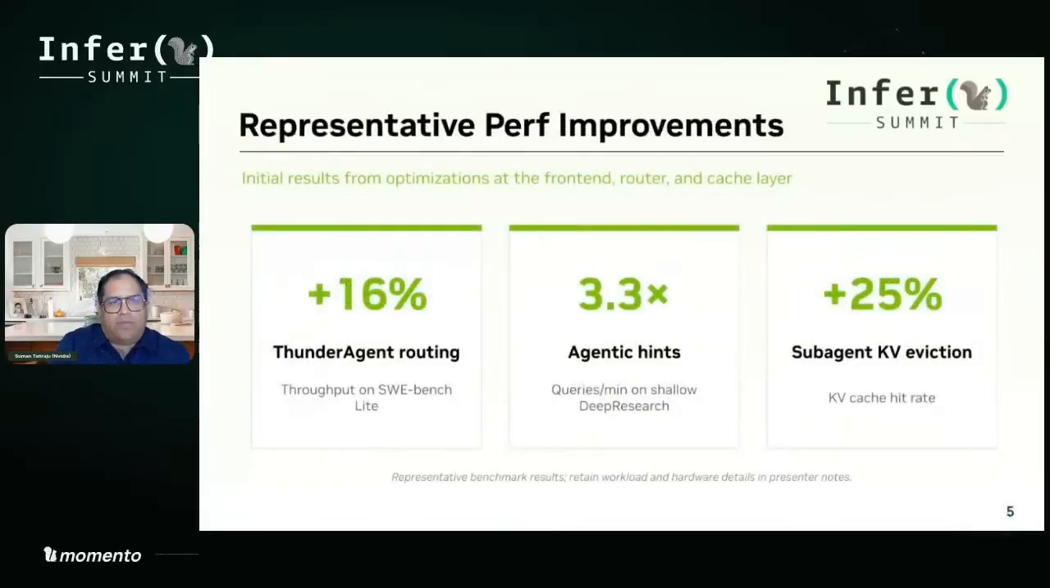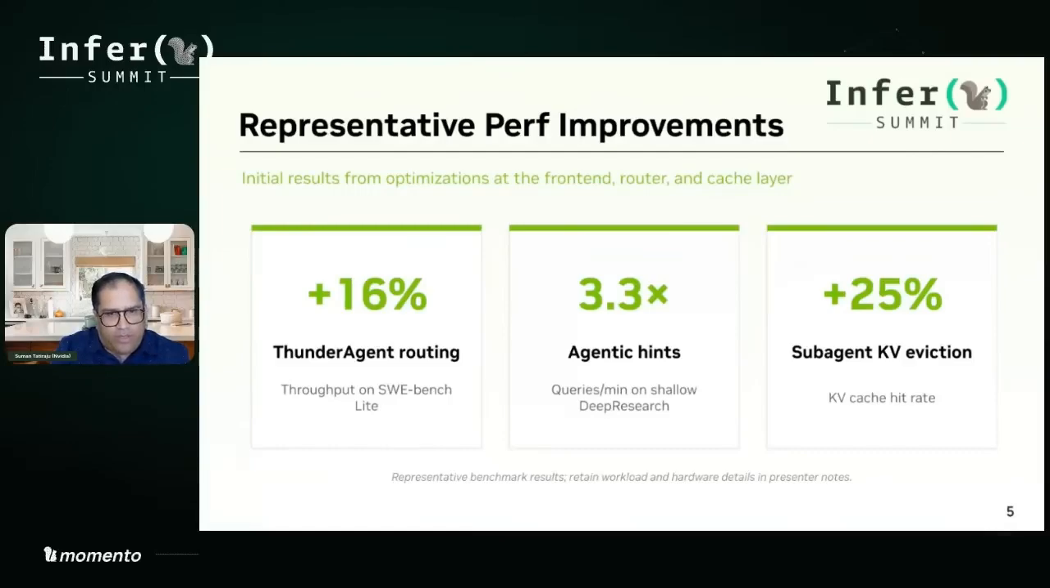This is representative of the improvements that we have seen through our experiments. Again, these are all experiments, and everything that we have done is available in the Dynamo repo. I will call out when there is an RFC or something that we are currently working on. But most of the experiments are already available. The three things that you will see are scheduling, agentic hints, and cache policy.